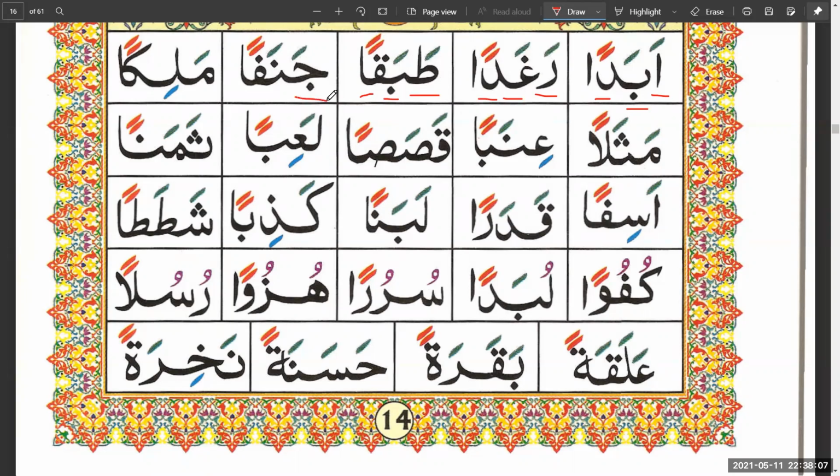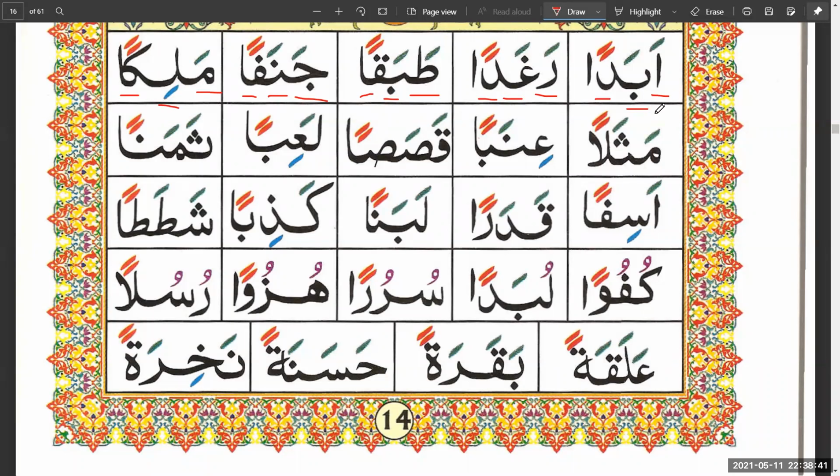Next one, jim fatha ja, noon fatha na. Remember, noon has one dot at the top. And then fa two fatha fan. Ja na fan. Ja na fan. Last one on this line, mim fatha ma, lam kasra li, and kaf two fatha gan. Ma li gan.